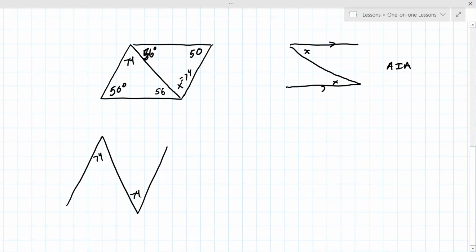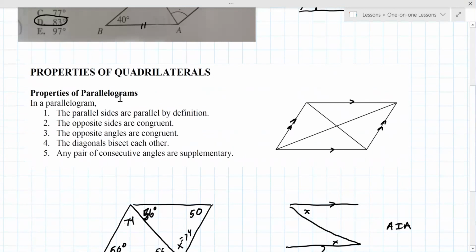Mm-hmm. Okay. So how do we get you to commit that to memory? I don't have any other problems like this, but the properties of parallelograms are here, and parallelograms is the first one. They could ask you a question about sides. You know, the diagonals bisect each other, meaning that this length is congruent to this length, and this length is congruent to this length.